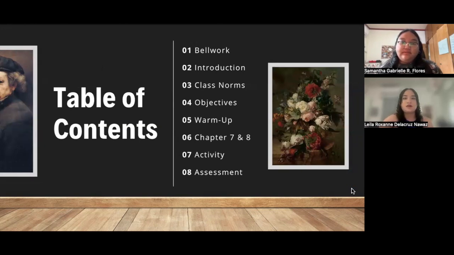So moving on to our table of contents. We will start with bell work and then we did our introductions. So we'll move on to our class norms, then our objectives, and then into our warm-up activity, and then into chapters 7 and 8, and then onto our main activity, and our final one will be our assessment.